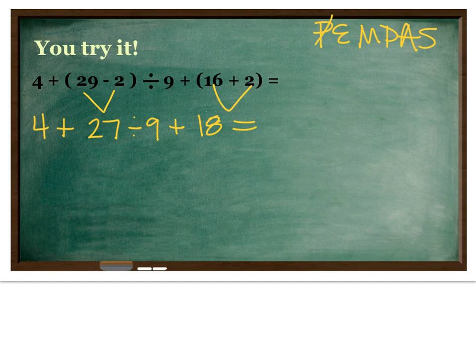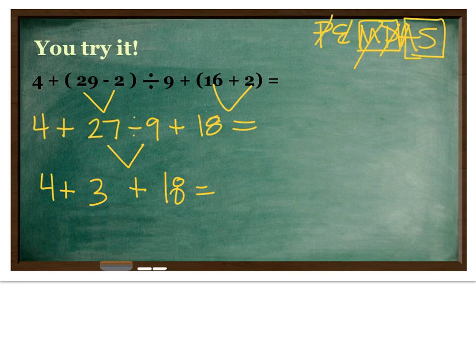Then hopefully what you did is you saw that you didn't have exponents. So now you go to multiplication division. And this time again, I get division before I get multiplication. Actually, I don't have any multiplication. So I'm going to say 4 plus 27 divided by 9 is 3 plus 18 equals. Okay, so I've divided. I don't need to multiply, so I'm going to add and/or subtract. And in this case, I'm just going to add. So I would have 7 plus 18. And hopefully for the end answer, you got 25.